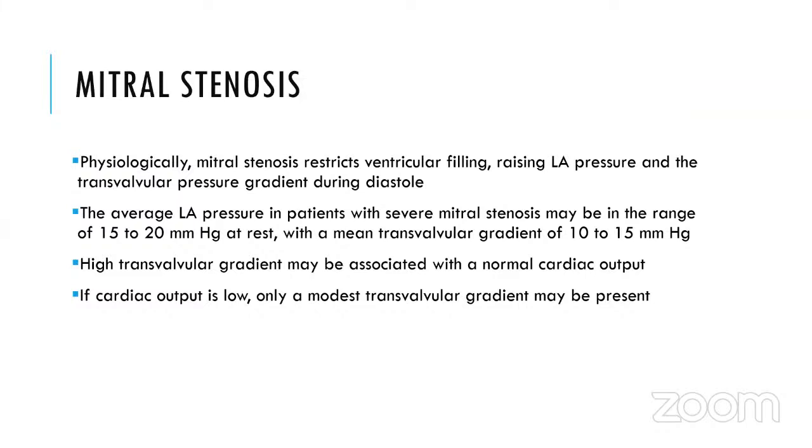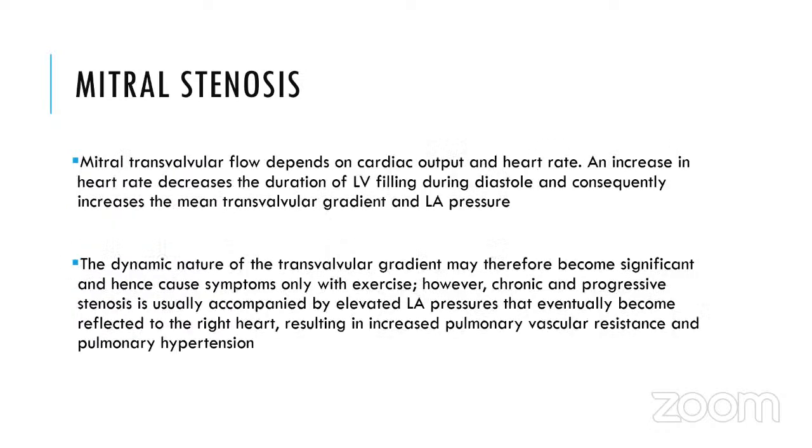The average LA pressure in patients with severe mitral stenosis may be in the range of 15 to 20 millimeters of mercury at rest, with a mean gradient of 10 to 15 millimeters of mercury. A high transvalvular gradient may also be associated with a normal cardiac output. If the cardiac output is low, however, there will only be a modest transvalvular gradient, and symptoms will not appear unless the patient becomes tachycardic, for example, during physical exertion.